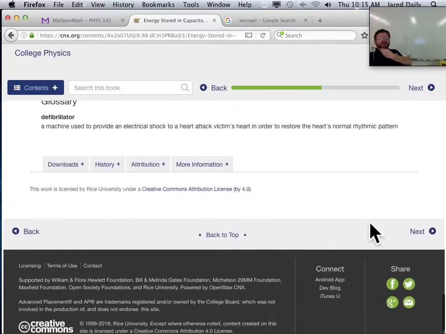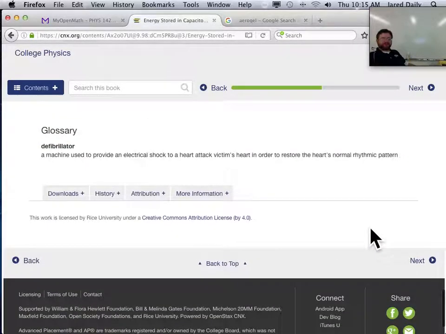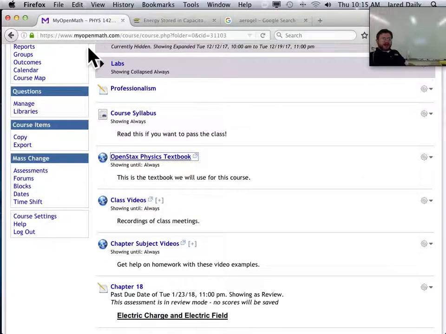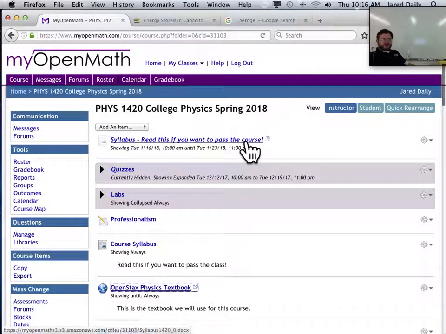So that takes us to the end of the chapter and catches us up. We were a little bit behind, but not too much. Catches us up for this week. Let's take a look at the homework. Since I just created the homework for this semester, I don't remember what I put in here.